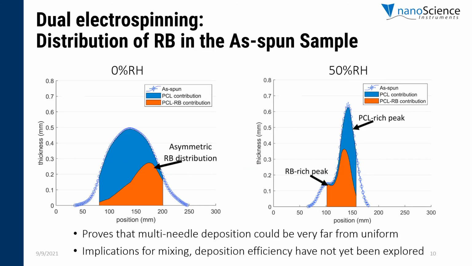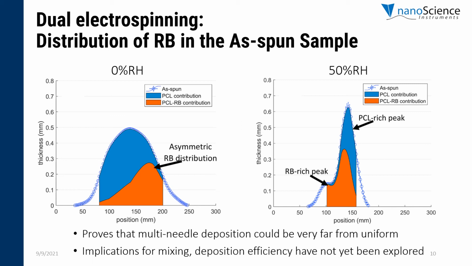Although in the previous slide we saw a unimodal distribution of thickness at 0% relative humidity, when we analyzed the distribution of rose bengal through the fluorescence analysis, we found that the deposition of PCL and PCL rose bengal is not uniform. The blue areas represent PCL-rich areas and the orange represent PCL rose bengal rich areas across the length of the mandrel. At 0% relative humidity, we clearly see asymmetric distribution of rose bengal across the mandrel length.